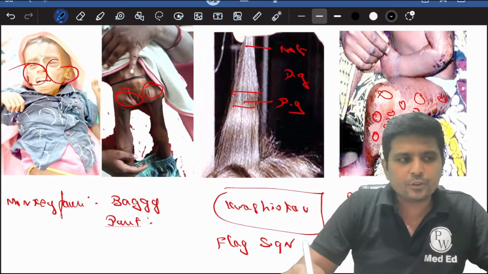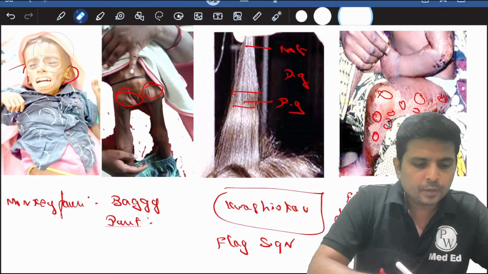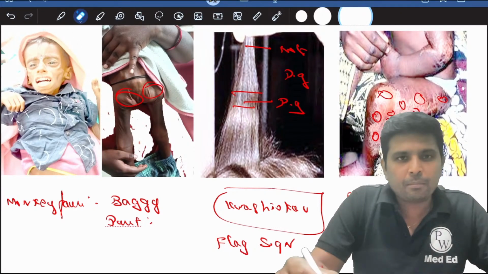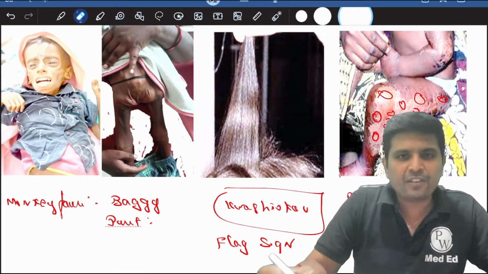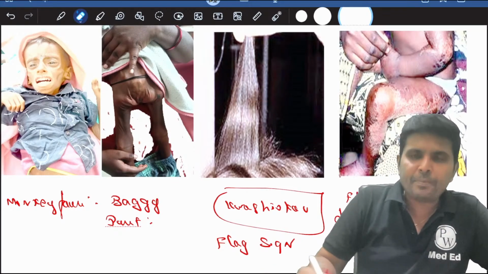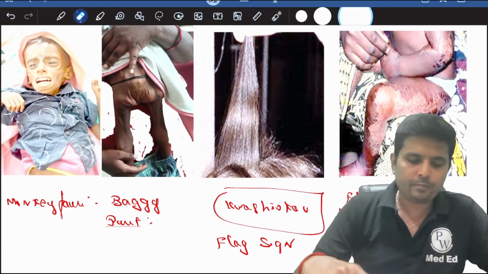Selenium deficiency. So, what are all the things you are seeing right now? This is called monkey faces. This is called baggy pant appearance. This is called flag sign, and this is flaky paint dermatosis. These are all the manifestations of severe acute malnutrition.